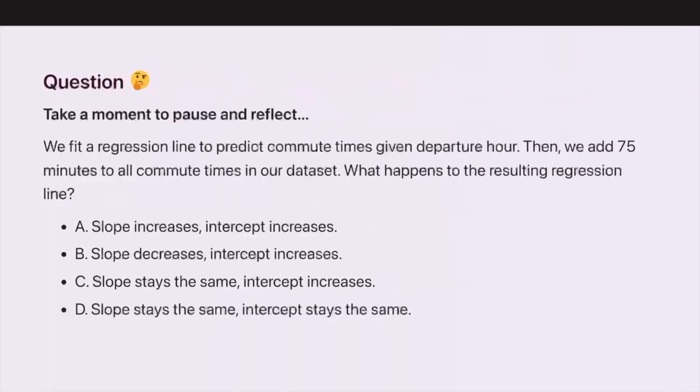If we fit a regression line to predict commute times given departure hour, something we're very familiar with at this point, and we just add 75 minutes to all the commute times in our data set, what happens to the regression line? What we really want to think about here is what happens to the slope and what happens to the intercept. Sometimes drawing a picture can be helpful.